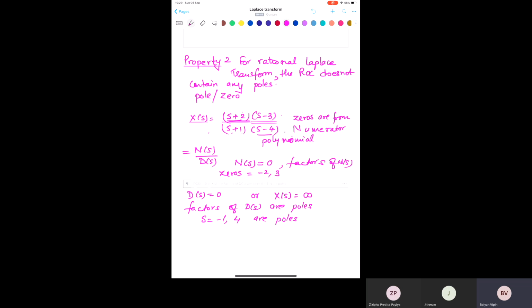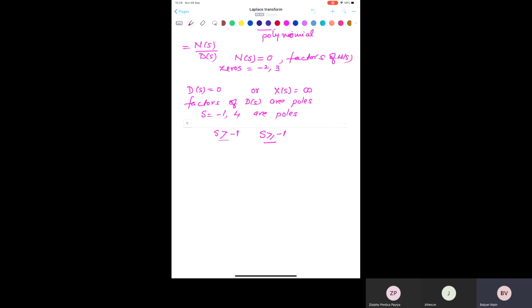Suppose in this case, you can say that s greater than minus 1 can be the ROC. But if by mistake you write s greater than or equal to minus 1, then you are wrong, because s equals minus 1 means you are including your pole in the region of convergence. So remember that in your region of convergence, there should not be any pole. There can be zeros, but there should not be any pole.